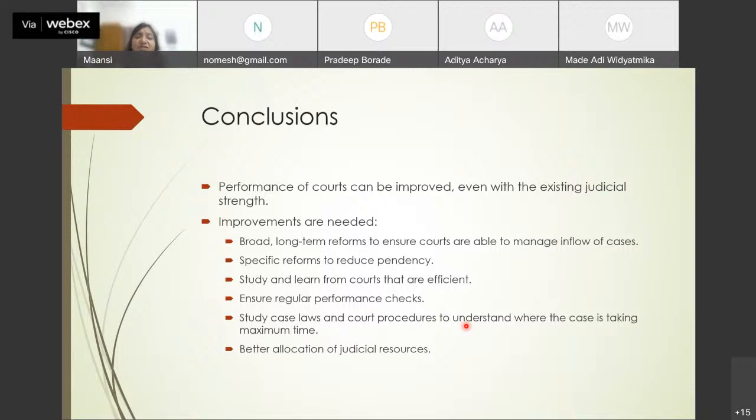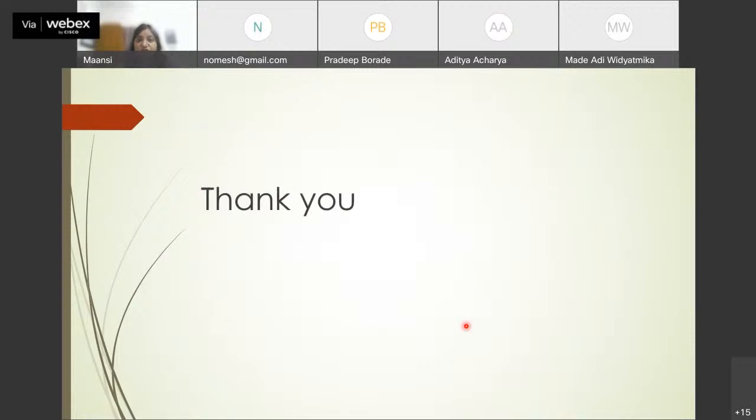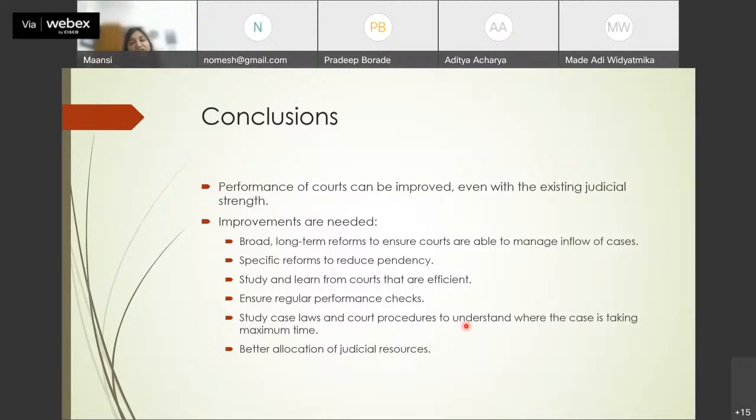Apart from this, there are broad long-term goals needed to ensure that the courts are able to manage their annual inflow of cases: specific reforms aimed at reducing pendency, studying and learning from courts that are efficient, ensuring regular performance checks, especially for the good performing courts, and studying case laws and court procedures to understand where the case is taking maximum time, where there's a bottleneck that needs to be resolved so that the cases can flow easily through the system. And lastly, there is a need for better allocation of judicial resources, whether in terms of financial resources or in terms of existing judges, staff, and infrastructure.